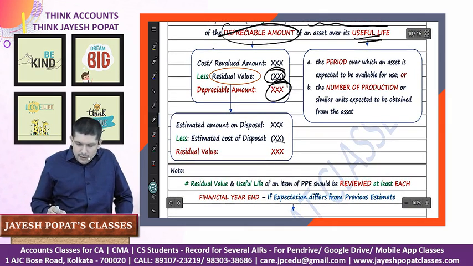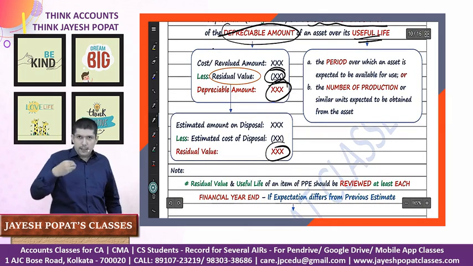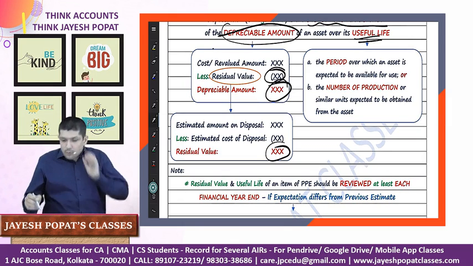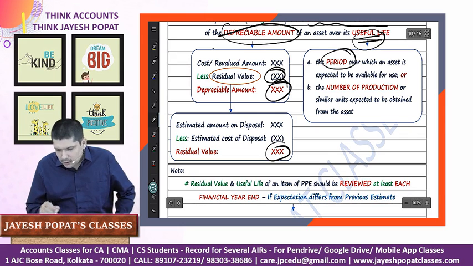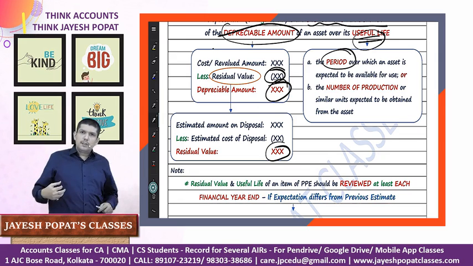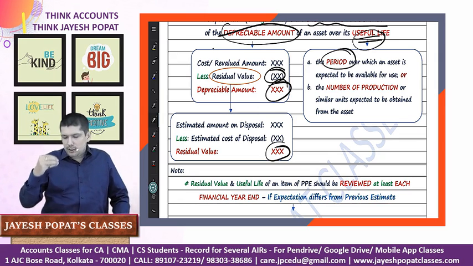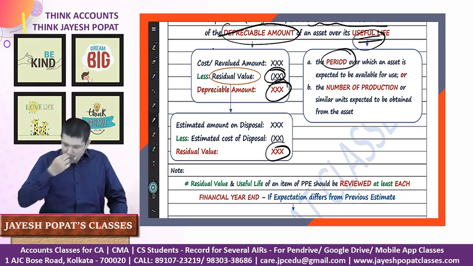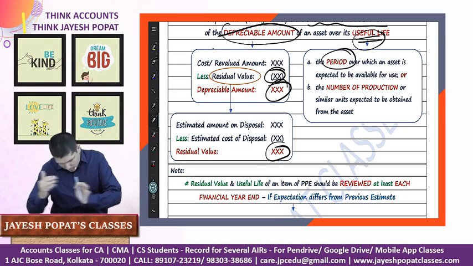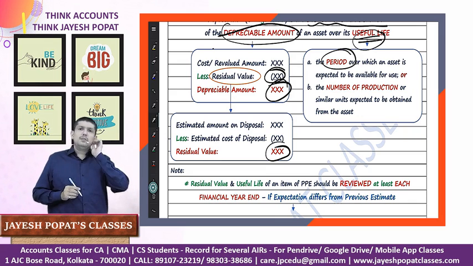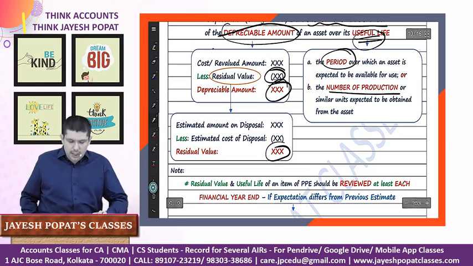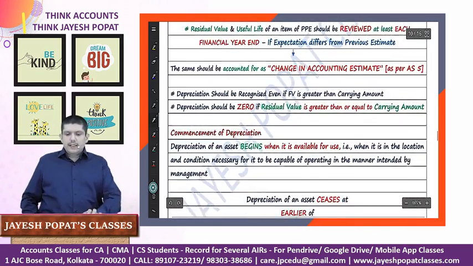What is the residual value? Residual value is basically the amount which you expect to realize once you dispose of that asset at the end of its useful life. What is useful life? Useful life is considered in two ways: in terms of period, the number of years for which you could use the asset. There could be certain assets for which you cannot calculate the useful life in terms of period. The useful life of that asset could be the quantity that the asset could produce, or the number of hours the asset could be used. So it will be the number of production or other similar units for which the asset can be used.